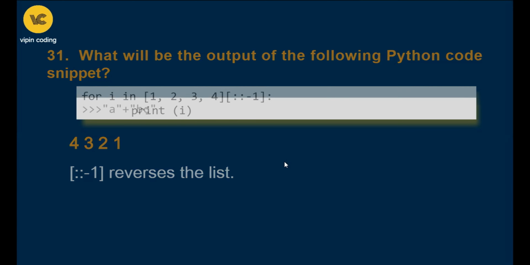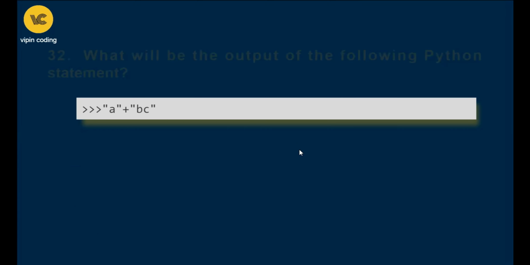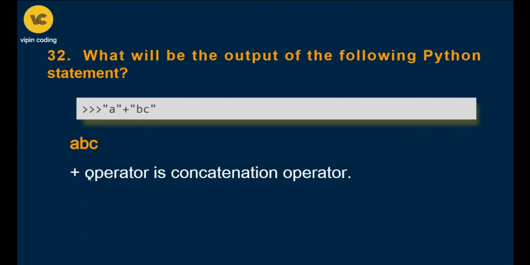Next question is, what will be the output of the following Python statement? A plus BC. First option is BC. Second is ABC. Third is A. And fourth is BCA. Let's see the answer. ABC. The plus operator is a concatenation operator. It will concatenate two letters or words like this, right?